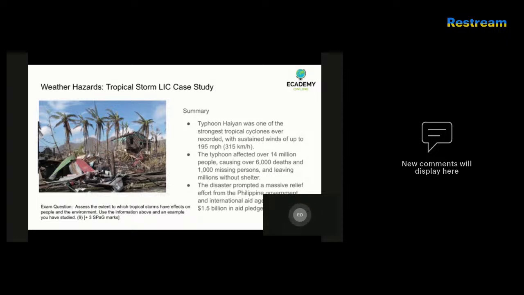Assess the extent to which tropical storms have effects on people and the environment, and you can use the information. This is taken from an exam paper. Use the information. They might give you a picture, such as this picture here, and an example that you've studied.